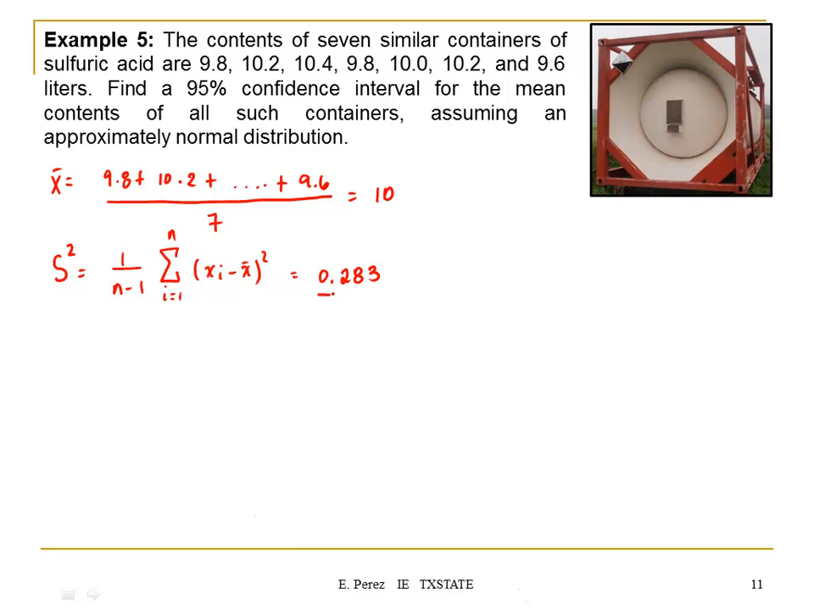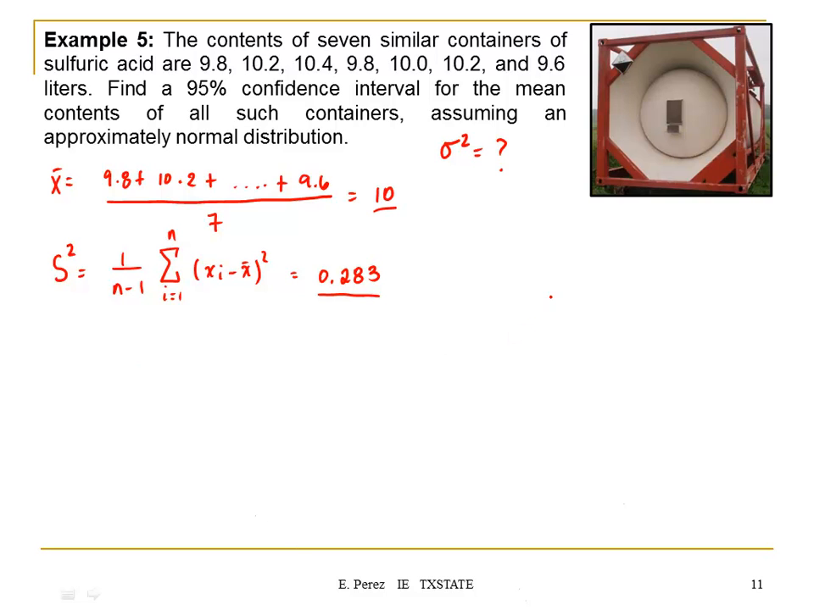If you find the sample variance, that will be equal to 0.283. So now we have the sample mean and the sample variance. We are doing this because the variance of the population is unknown. If you know the variance of the population, you don't need to compute the sample variance. You just use the confidence interval using the standard normal distribution, or the z values. So now we can compute the confidence interval.